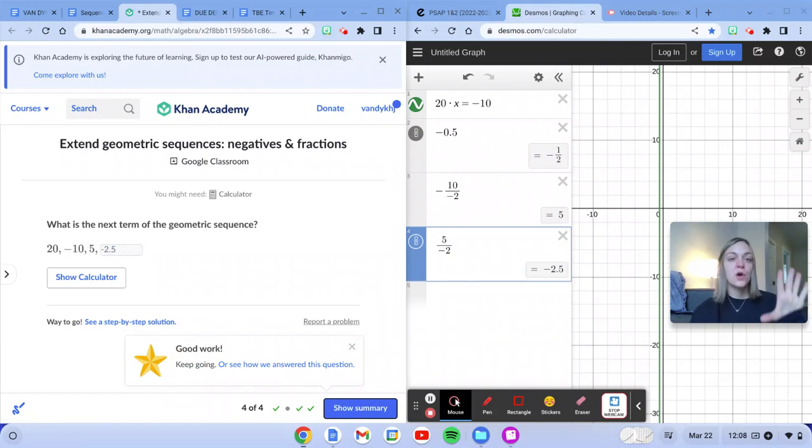So for this one, we're going to use the same strategies as the previous activity if you did that one, except it just looks a little more confusing because it's fractions and negative numbers. However, our process remains the same.